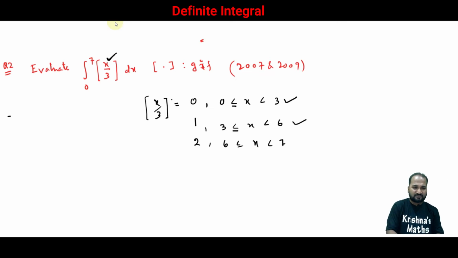So we will split it. So this is from 0 to 3 plus this is from 3 to 6, and the next is from 6 to 7.